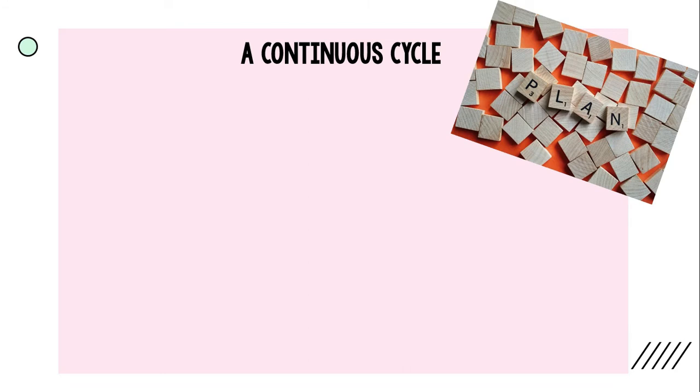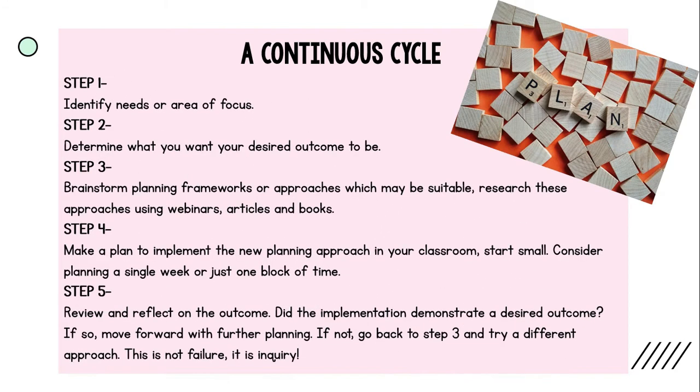Planning is a continuous cycle. When engaging in innovative curriculum planning, start off by identifying a need or an area of focus. For example, you might see that there is a need to spend more time outdoors with your students who do not currently prefer outdoor time. Step 2. Next, you're going to determine what your desired outcome will be.